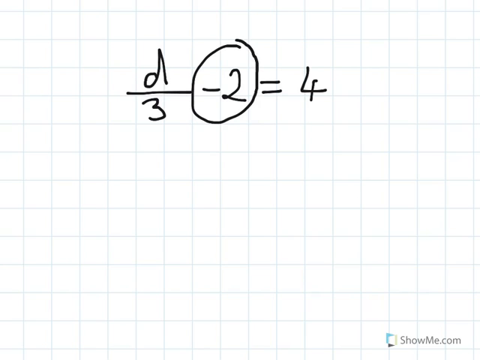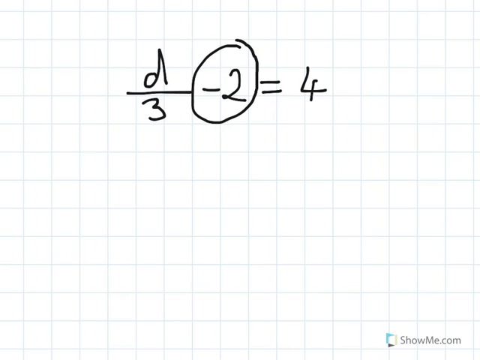Let's try another question. Let's do some division. d over 3 take away 2 equals 4. We need to find the variable, and the variable is d. But the minus 2 here is getting in our way, so we need to try and remove it. We need to get it back to 0.